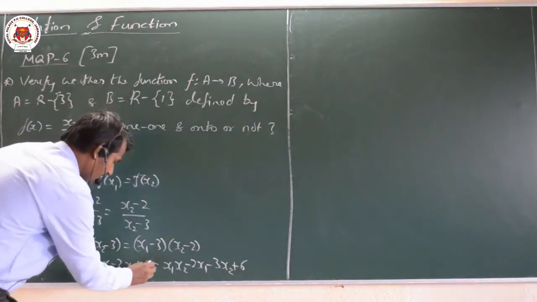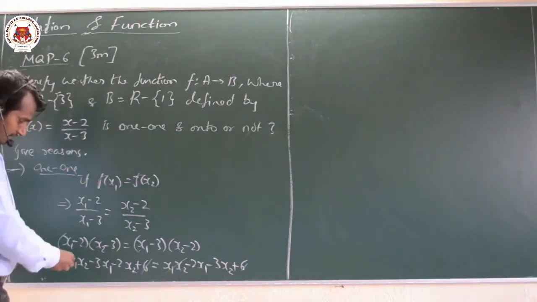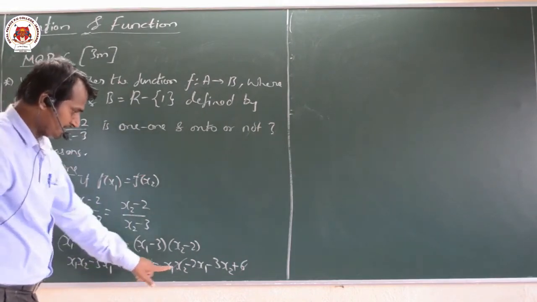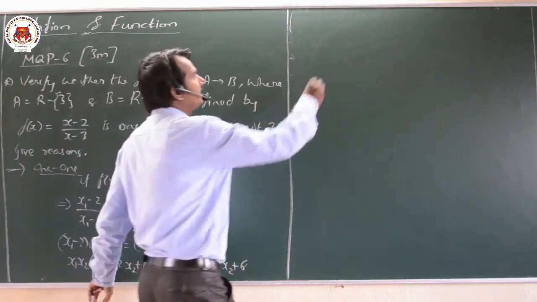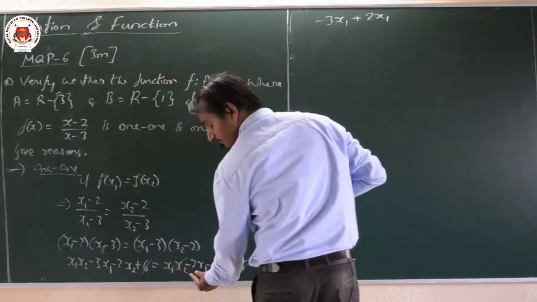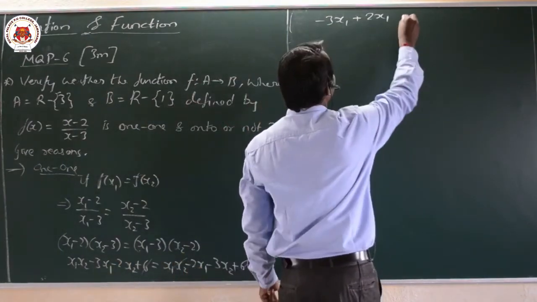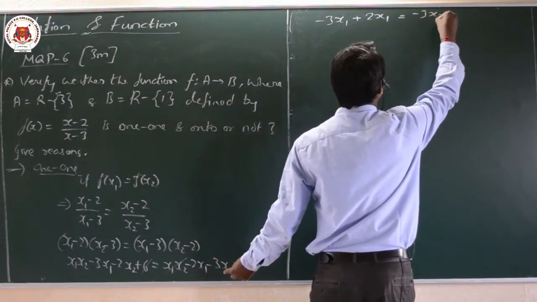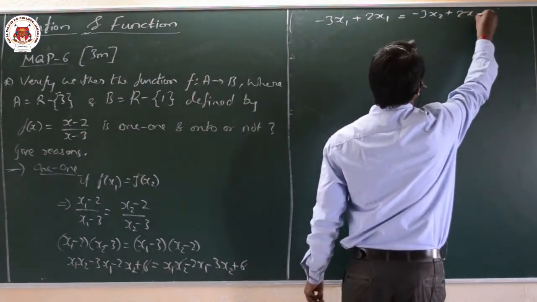We can observe that here plus 6 gets eliminated, x1x2 gets eliminated, and we shall look at the remaining things. What are the remaining things here? Minus 3x1 is there. Here minus 2x1 is there. I will take this term to the LHS. So what we get here? That is minus 3x1 plus 2x1. Here minus 2x1 I am taking here, and here minus 2x2 I am taking here, which is equal to, here we are having minus 3x2 plus, minus becomes plus here, that is 2x2.